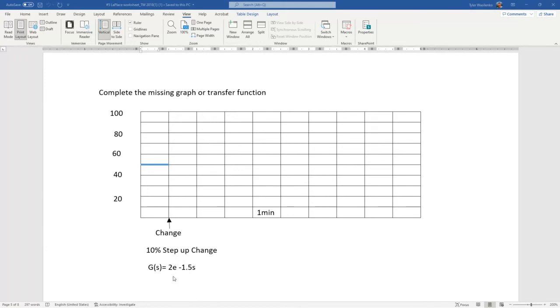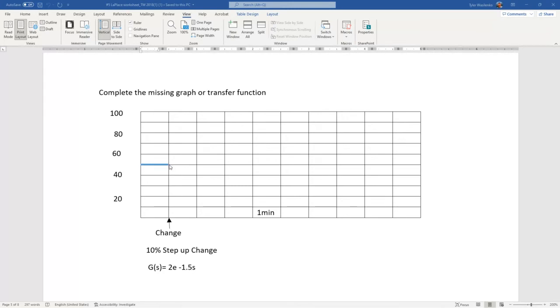The two pieces of information that are available here are the gain, which is represented by the 2 in this case, and the dead time, which is represented by the 1.5. So this tells us that our output is going to be 2 times our step change, and it's going to occur 1.5 units after the initiation of that step.